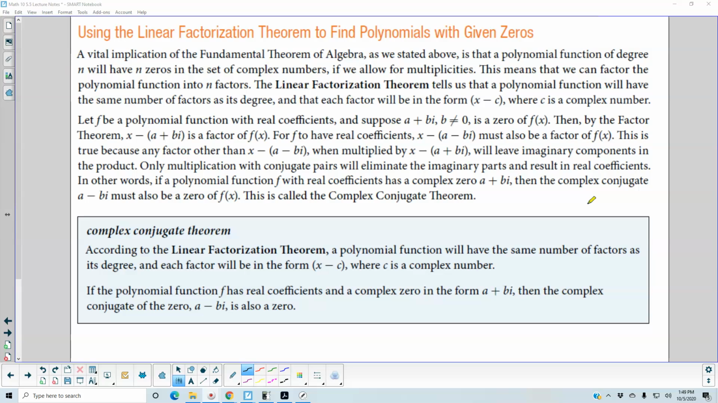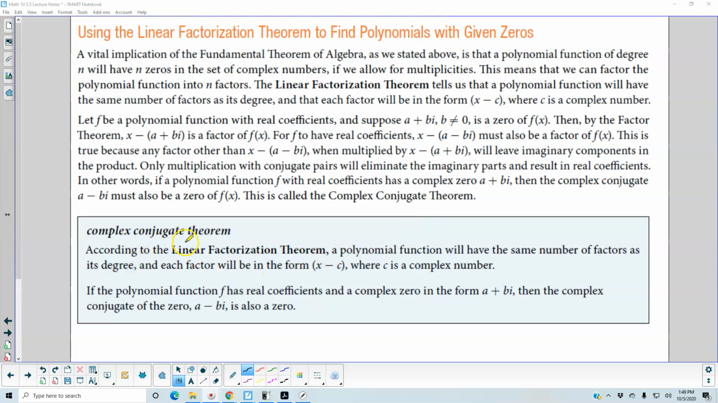In other words, if a polynomial function f with real coefficients has a complex 0 a plus bi, then the complex conjugate a minus bi must also be a 0 of that function. This is called the complex conjugate theorem.